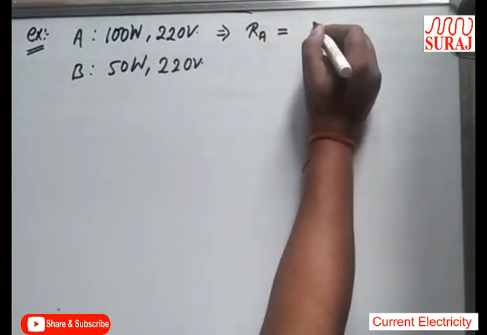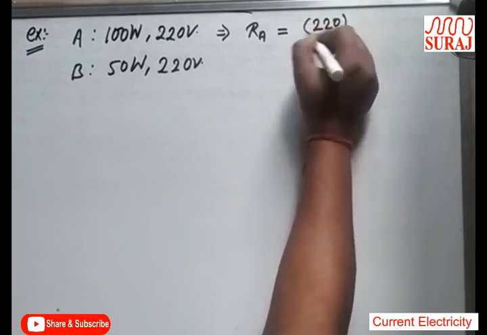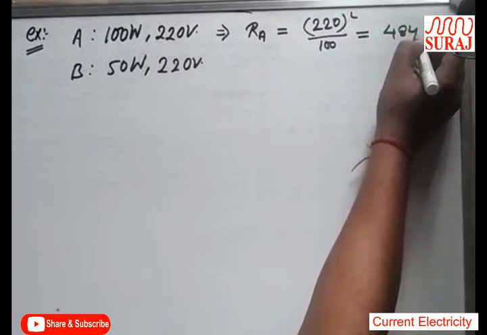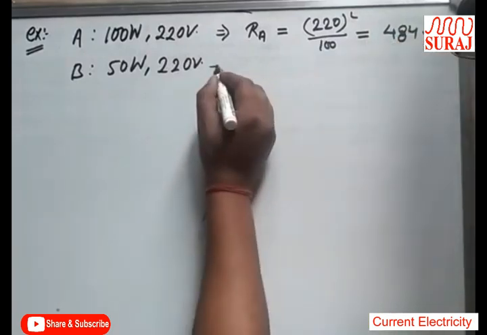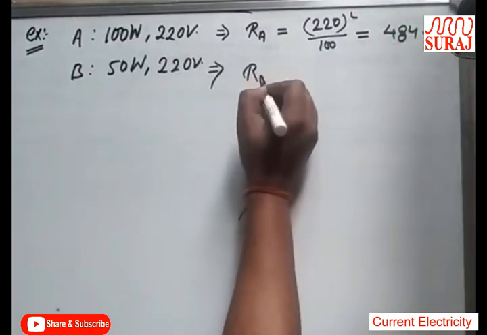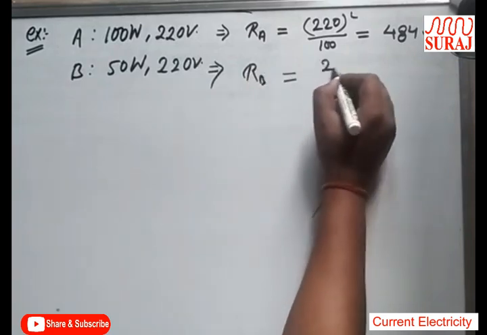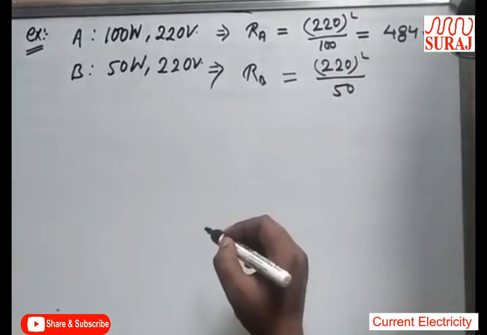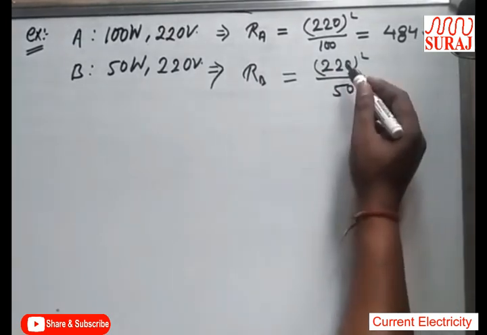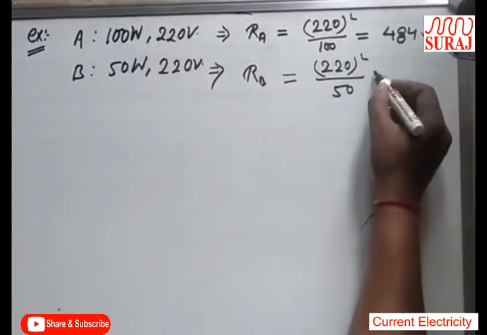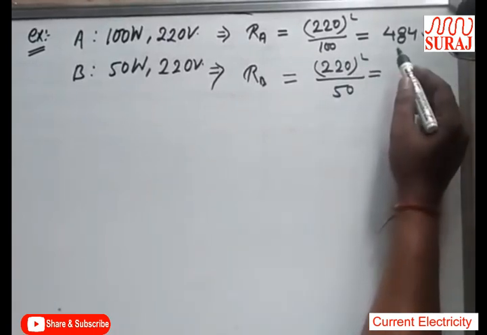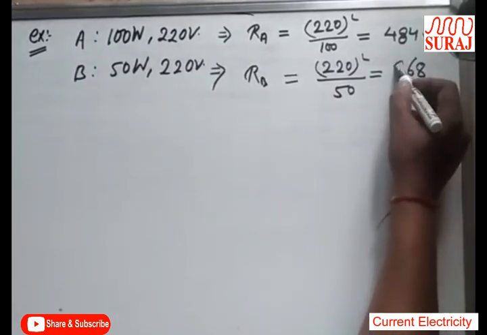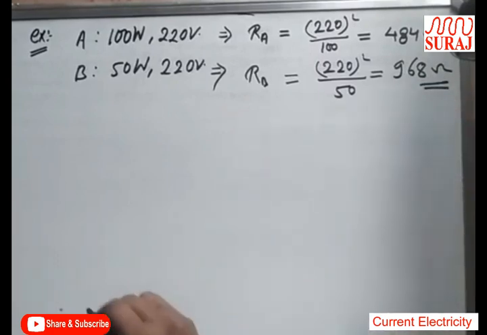For the first one, the resistance will be 220 squared upon 100. It is 484 ohm. And for the second bulb, the resistance will be 220 squared divided by 50. When we solve this, we get 968 ohm.